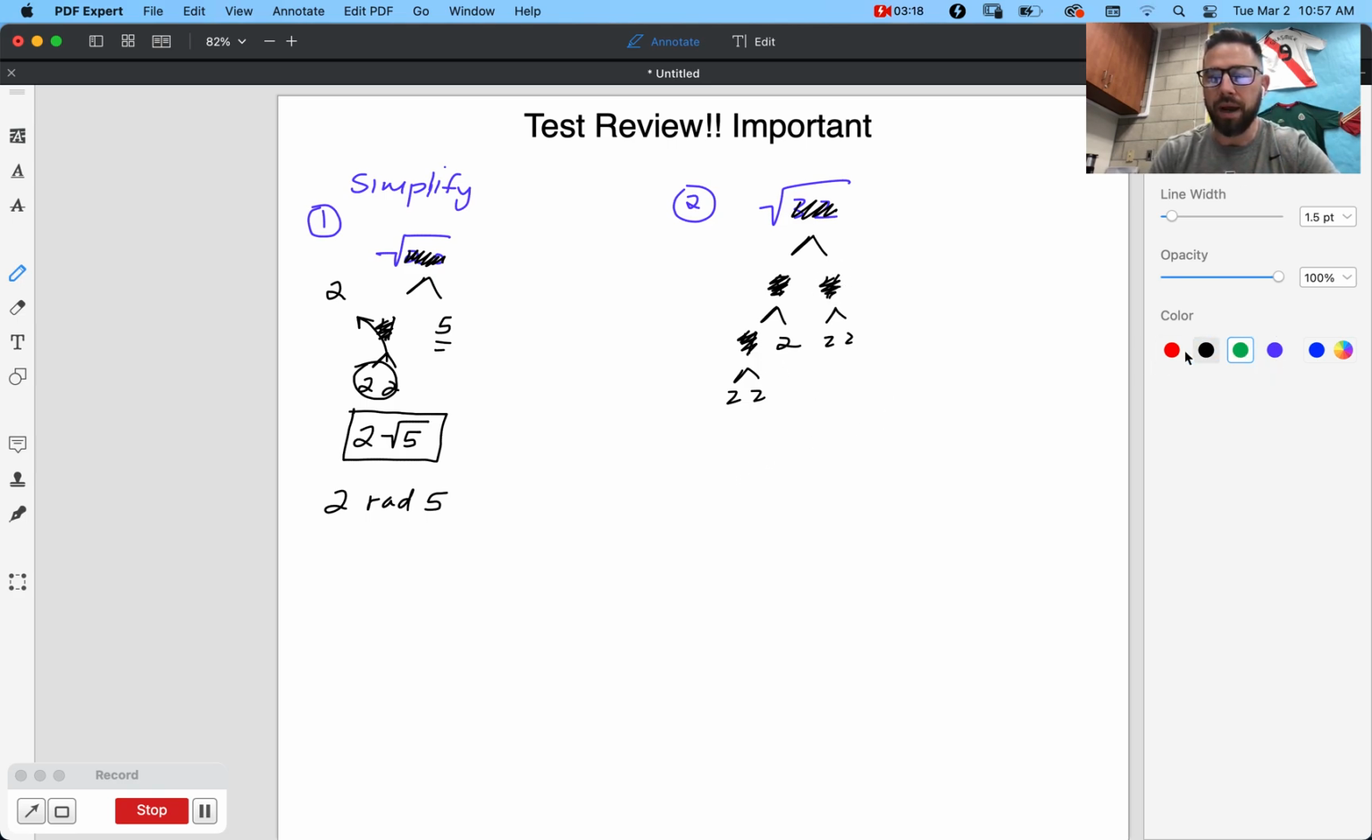Okay, now we've got our pairs. We have a pair of 2's. It's going to come out as a 2. We have another pair of 2's. It's going to come out as a 2. And we have one left over. There's our leftover shown on the inside.